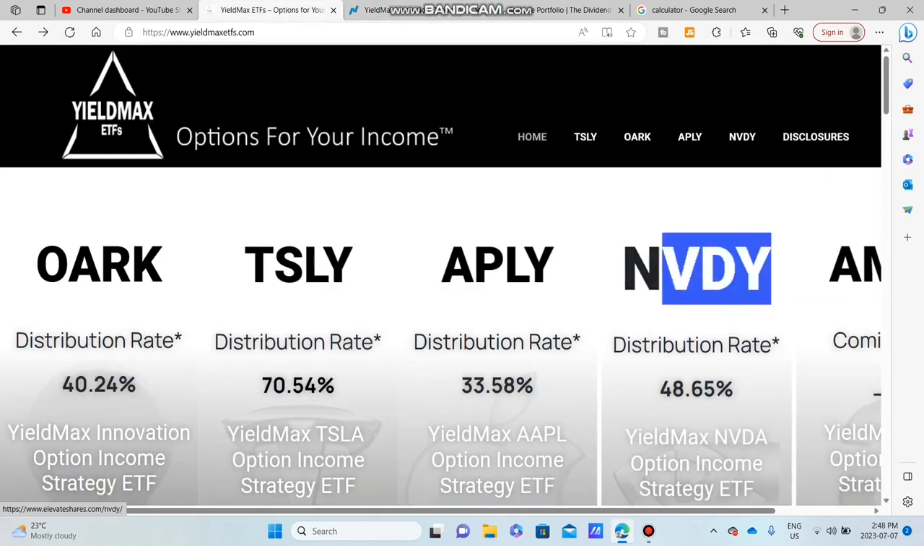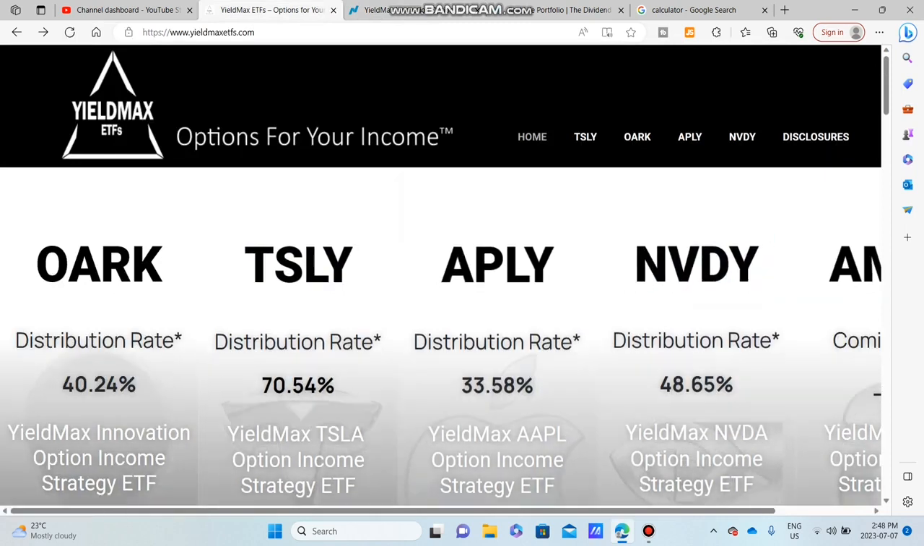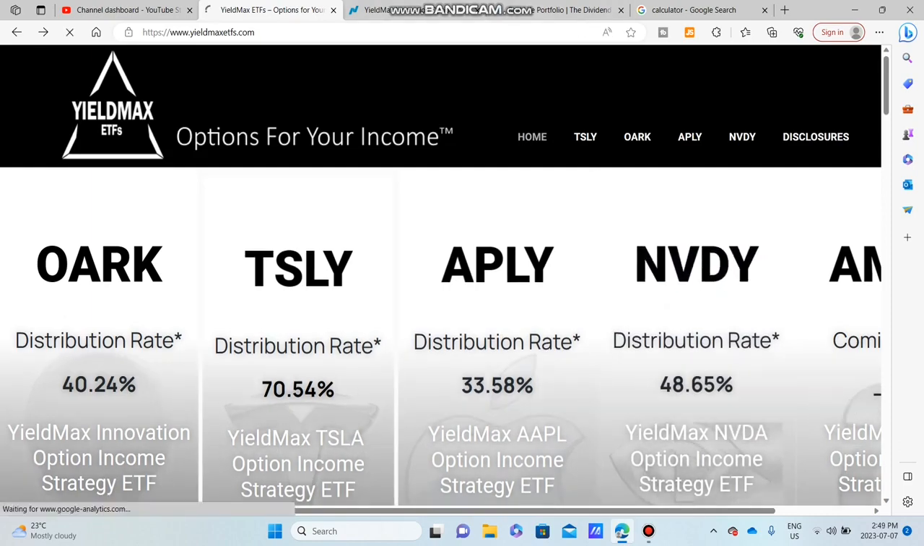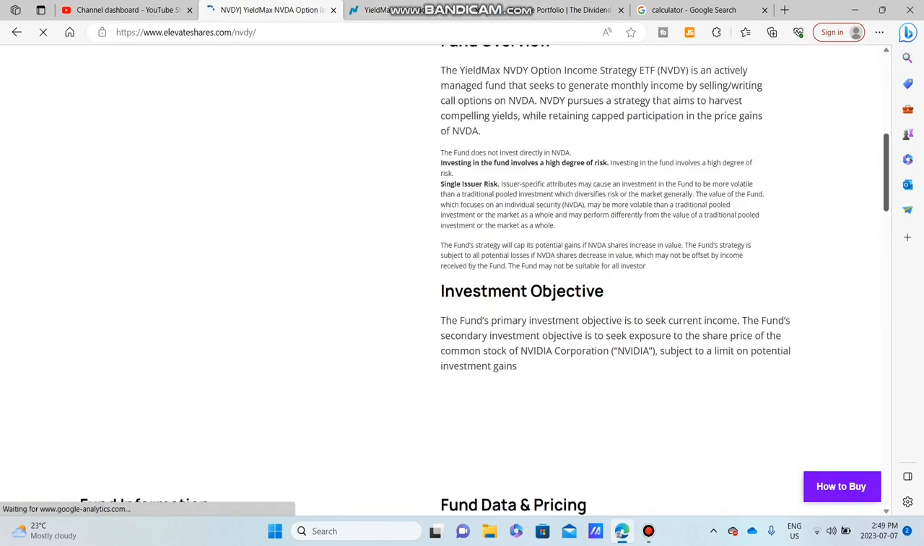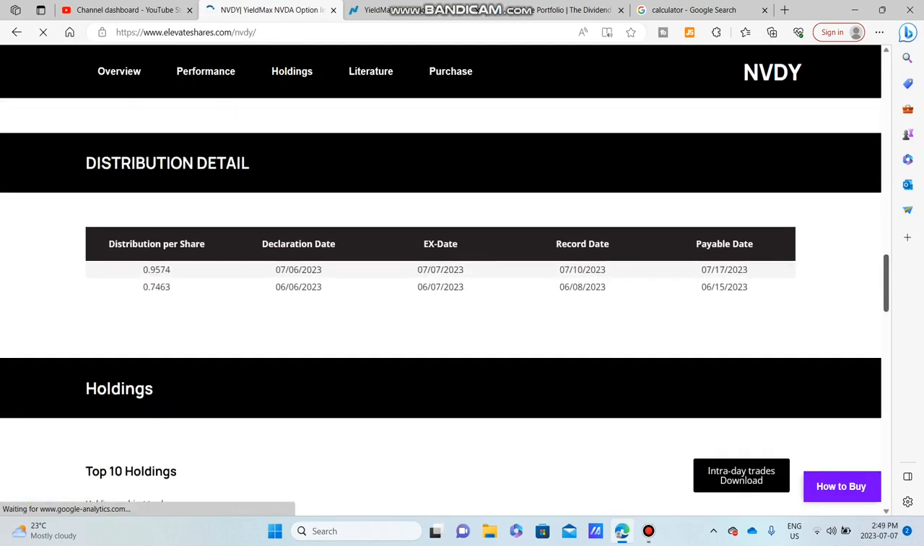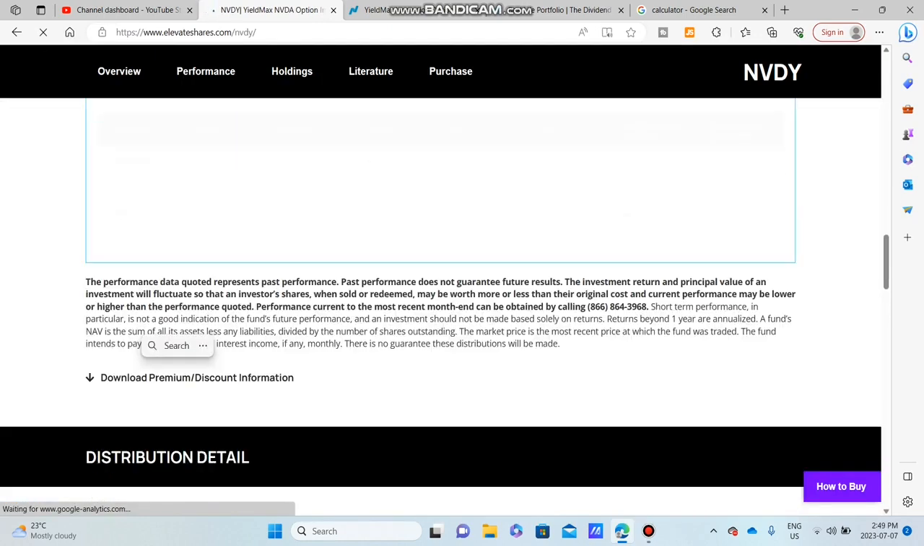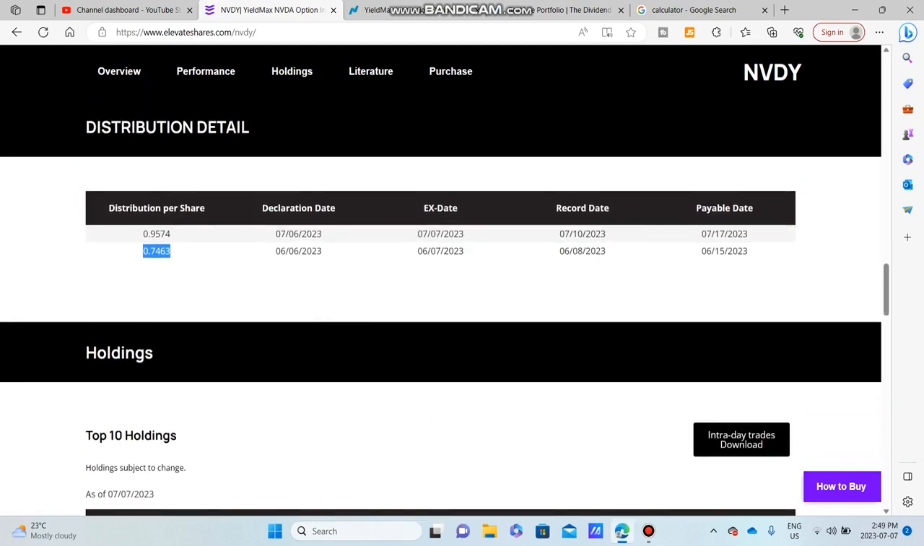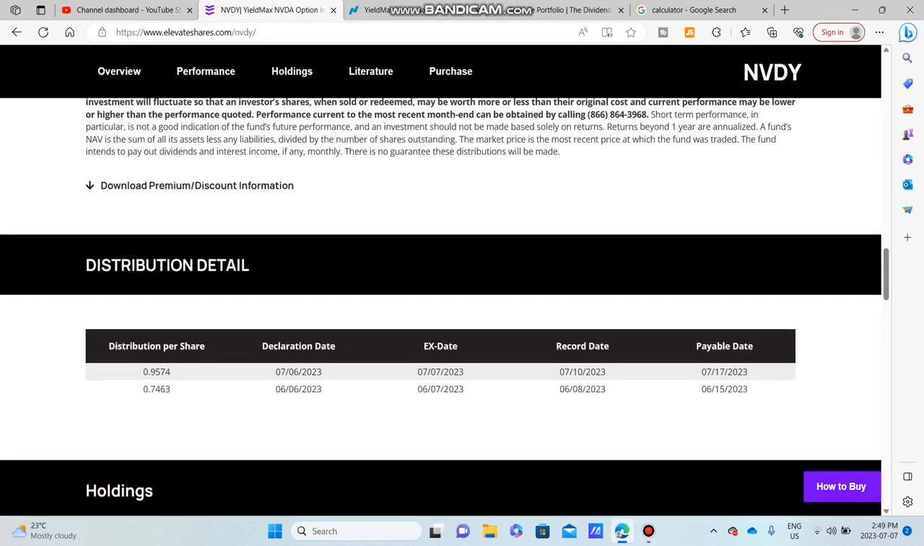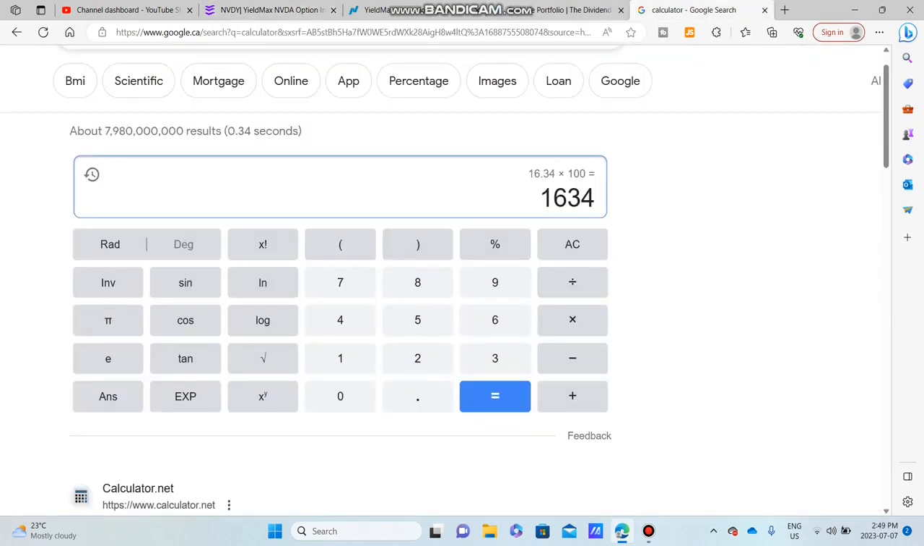Now we're going to NVDY. NVDY has a 49% dividend yield. Let's jump into it and see what they paid in their distribution. You can see they bumped it up by almost 25%. They started out at roughly 75 cents and they're up to 96 cents. So they bumped it up quite a bit. Let's run that through here. If you had 100 shares times 0.95, you receive about $95 every single month from owning NVDY.